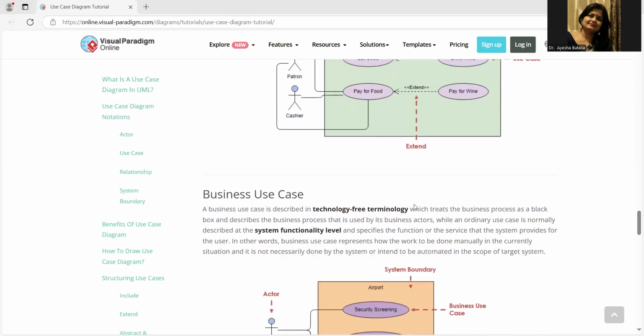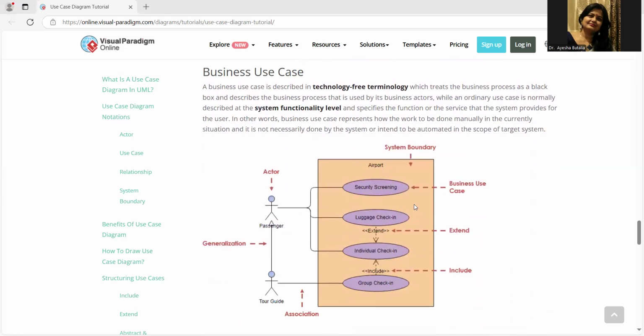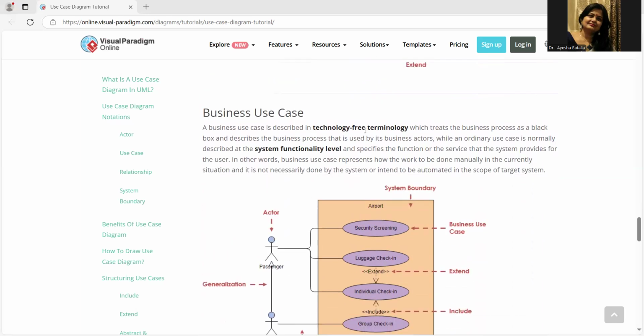So this is, again, one case study given here. If you consider the business case study, a business use case is described in technology-free terminology, which treats the business process as a black box and describes the business process that is used by business actors, while the ordinary use case is normally described at the system functionality level. So basically, in a business use case you are not going to disclose what technology you are going to use. It's like a patent, right? You are not going to disclose.